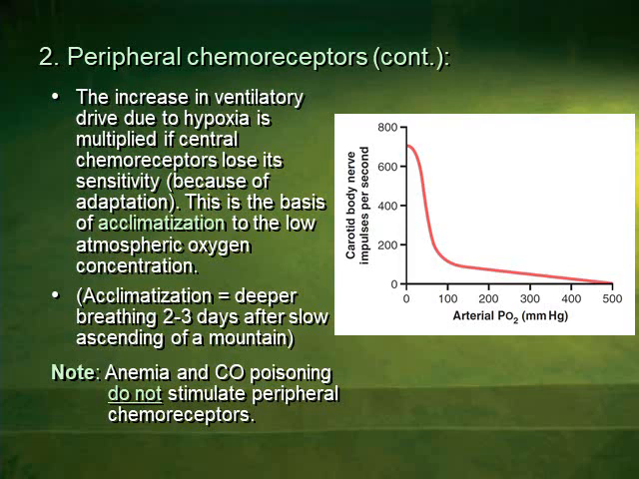And please note that anemia, that's to say low level of hemoglobin, and carbon monoxide poisoning do not stimulate peripheral chemoreceptors.